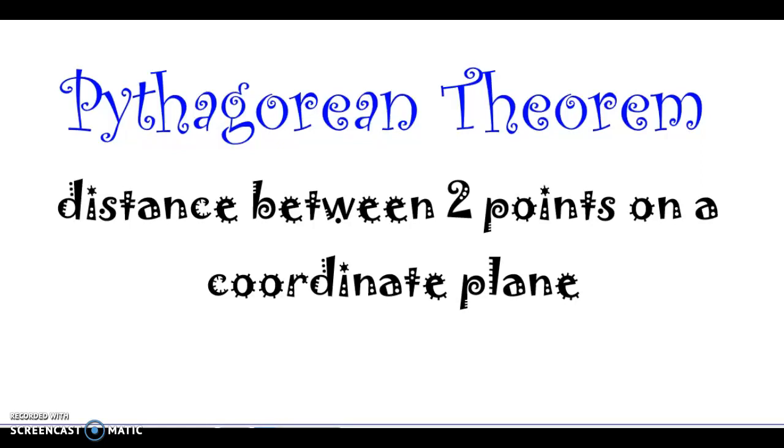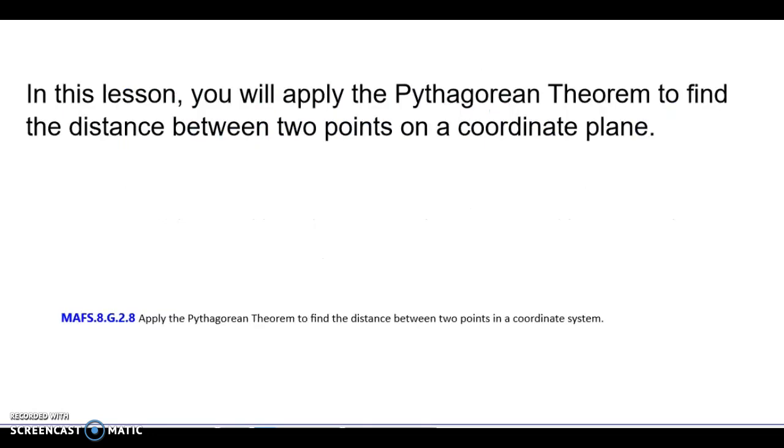What's up, amazing scholars? For this lesson, we are going to be using the Pythagorean Theorem to find the distance between 2 points on a coordinate plane. This one seems overwhelming until you do it and you realize it's pretty easy. So that is actually what the entire standard is: applying the Pythagorean Theorem to find the distance between 2 points in a coordinate system. So here is an example.